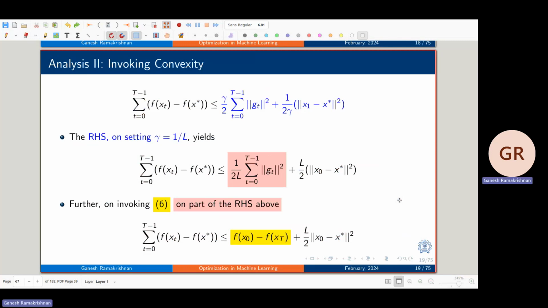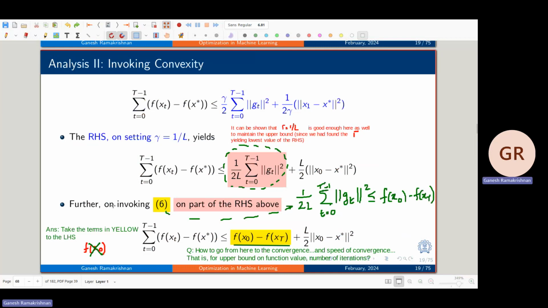So I'm just saying that this f of x naught minus f of xt is greater than or equal to norm of gt square, right? I just substitute this entire thing. So I'll put one more greater than or equal to than this. This is how I combine the two. Is this clear? Now what happens? Are we done? We are nearly done.